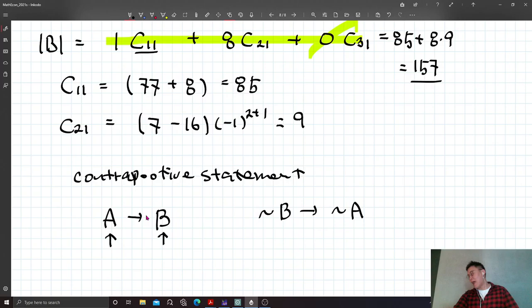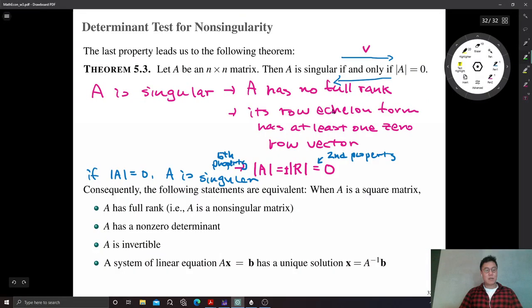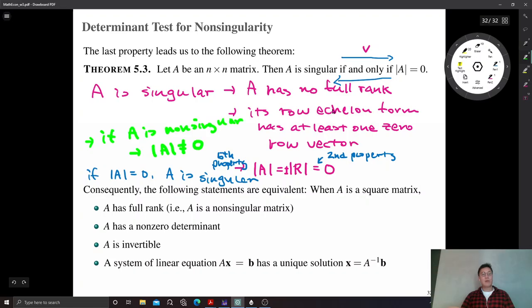So using this fact, we're going to take the contraposition of this statement. Now its contrapositive is, we negate the consequence: if A is non-singular, then matrix A has a non-zero determinant. Okay, now we are going to prove this.